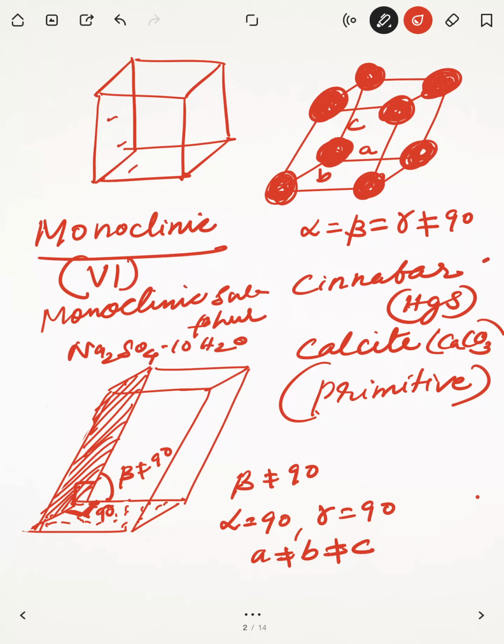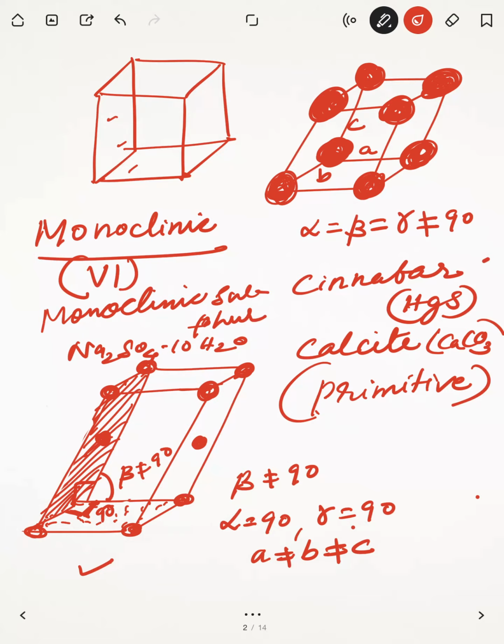In this we have two variations. One is primitive, and the other is end-centered. This is primitive, one variation. In the same figure I am showing the second variation, that is end-centered. In addition to the corner ones, if you have atoms at the center of opposite sides, then we call it end-centered. So two variations are there.